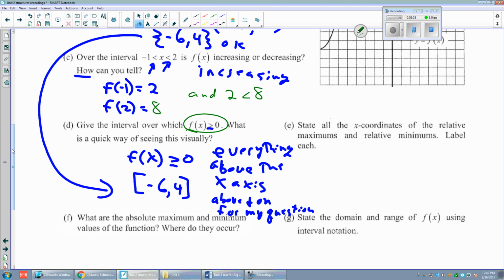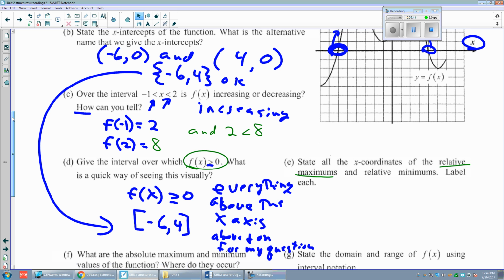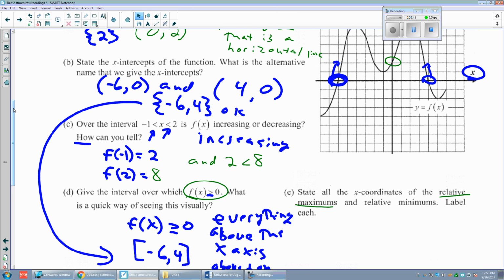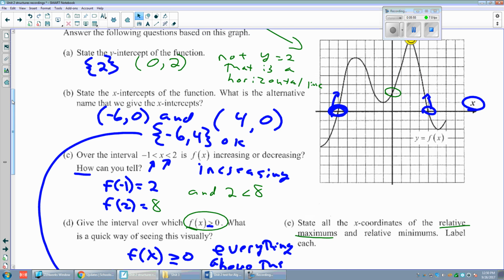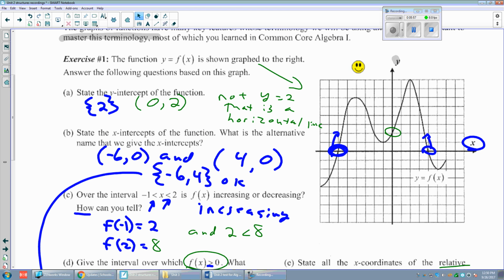Let's see what E says. State all the x-coordinates of the relative maximums. Relative maximum. Relative. So look around you. What is something relatively close to you? Relatively easy to reach. Relative maximum. In other words, just in general, the relative maximums and the relative minimums, and then label them. You notice I've been sneaking up.